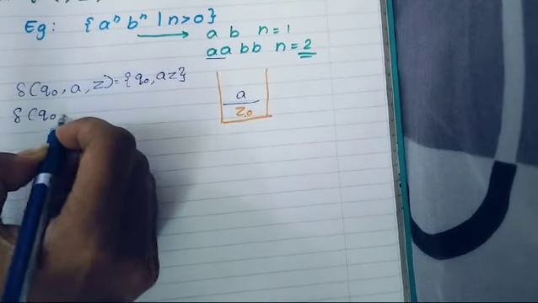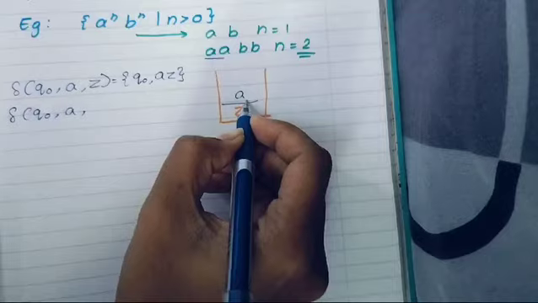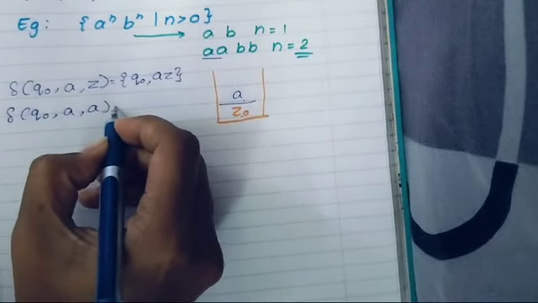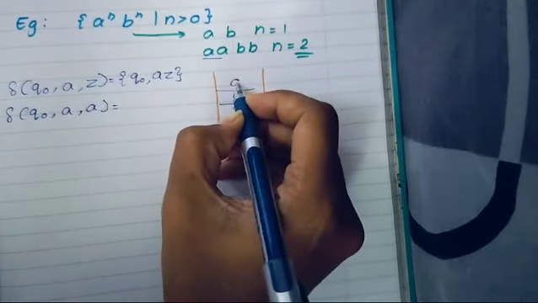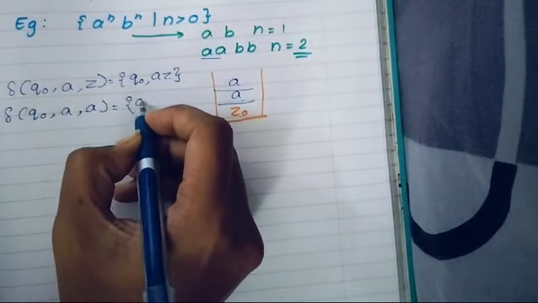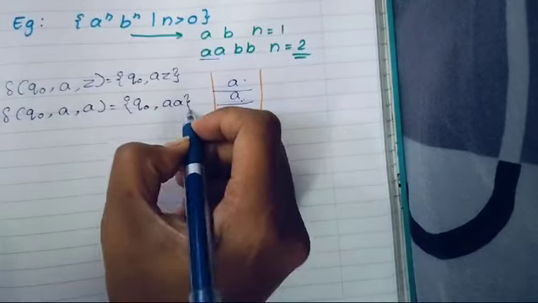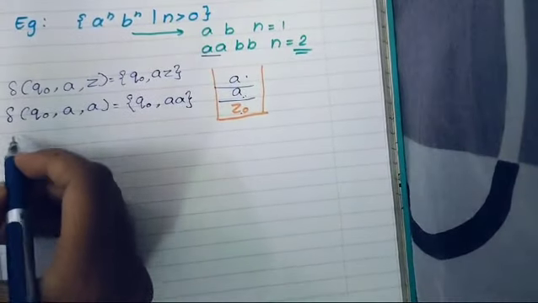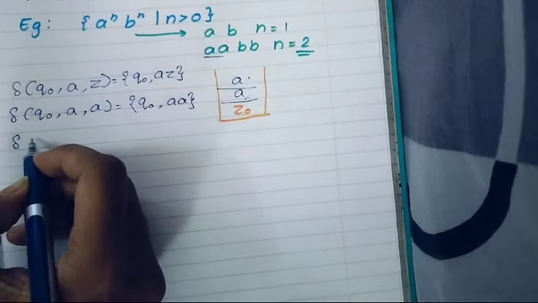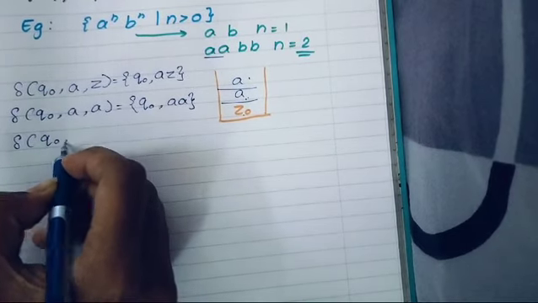Second step, we again write Q0 and the input A, and on top of the stack we have A, which gives Q0, and now we have three elements, so AAZ will be the answer. But for larger numbers, it can be hectic work, so we write only the first two elements.